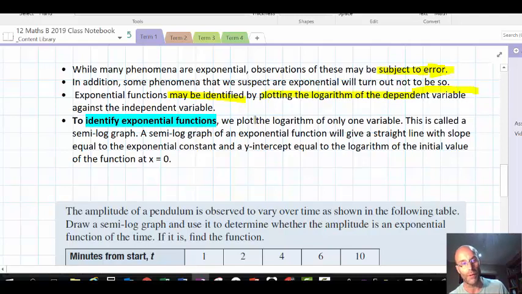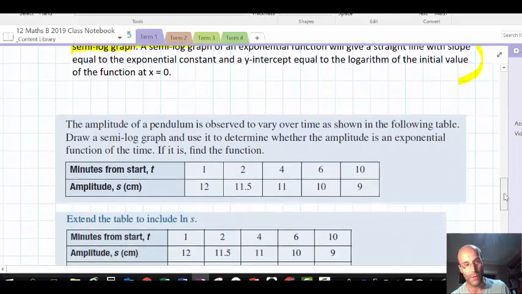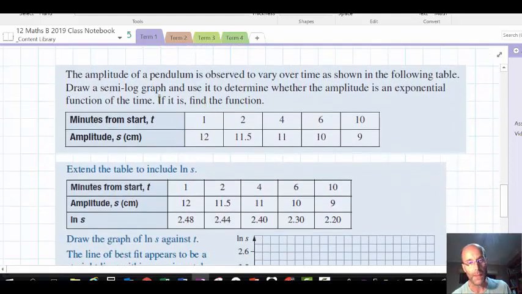One weapon in your arsenal might be by plotting the logarithm of the dependent variable against the independent variable, which is what we've been looking at, and that's one of the ways we expect you to be able to identify exponential functions. We plot the log of only one variable. That's why it's called semi-log. So we're talking about the vertical axis, the dependent variable. It'll give a straight line with a slope equal to the exponential constant k, and a y-intercept equal to log of a, the initial value, which we've been seeing.